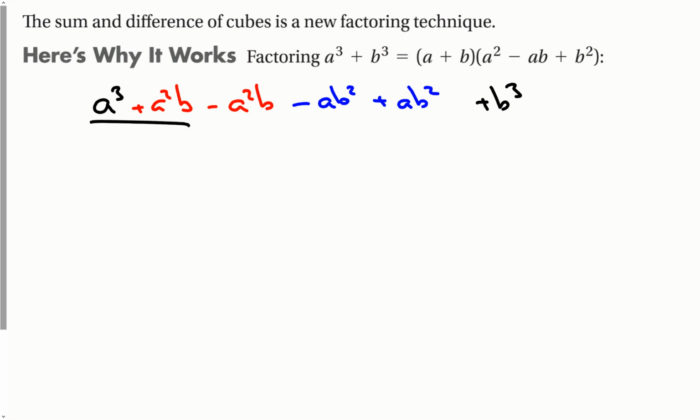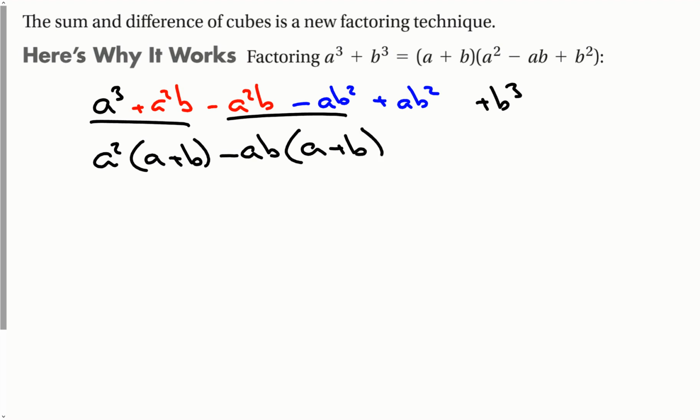These two both have a common factor of a squared. What's left over? 1a there, 1b there. These two both have a common factor of negative ab. What's left over here? Well, I took the negative out. I took 1a. I took 1b. There's an a left. Put the negative out of here. Took the a out. And there's only a positive b left over.